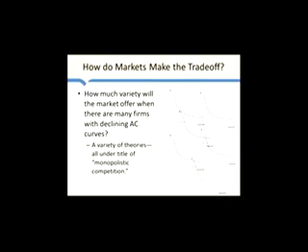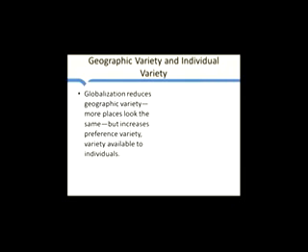Here's another interesting point about globalization and variety. I've said that globalization increases variety, but actually globalization reduces geographic variety. More places start to look the same at the same time as it increases preference variety, or the variety actually available to individuals.